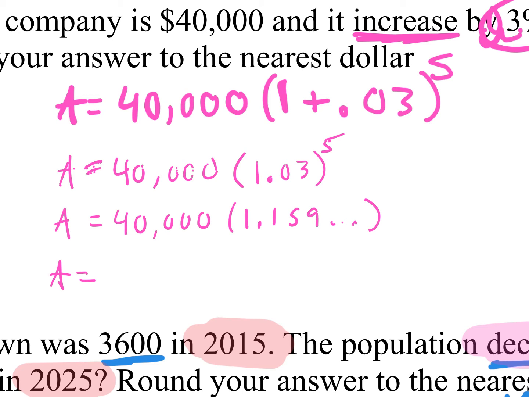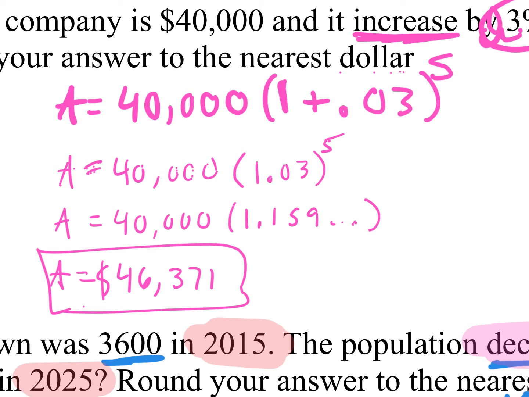What's the last thing we need to do? Multiply. So we multiply that long decimal that's already in our calculator by 40,000. And we get 46,370. It says round to the nearest dollar, so we can just round up to 71, because it's the nearest dollar.